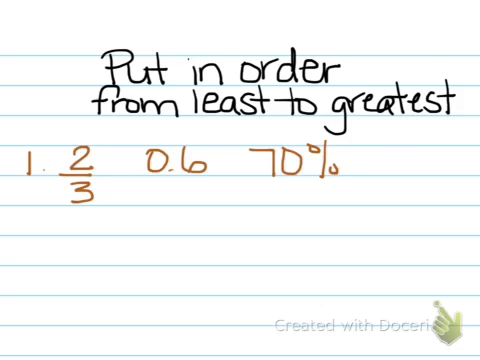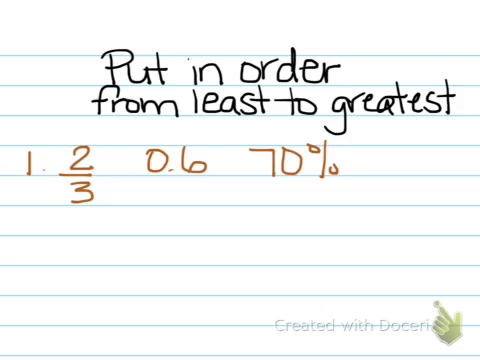So here are some examples that we're going to start with and see if you can catch on. And again, different methods. Everybody has their own thing. I'm going to show you mine. And my first method is using percentages as the format I'm going to put them all into. So we have 2/3, 0.6, and 70%.